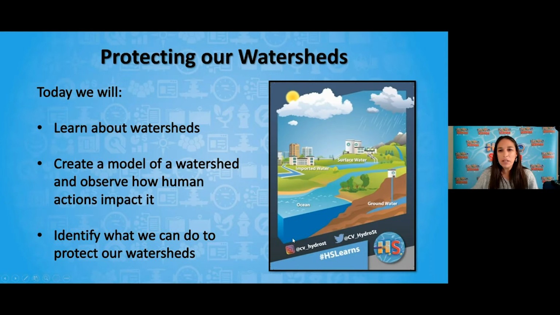Now today we're going to break it down into three sections here about protecting our watersheds. Today we're going to learn all about watersheds. We're going to create a model of a watershed and observe how human actions actually impact our watershed. And finally, we're going to identify what we can do to help protect our watersheds. So maybe by the end of this, you'll become a watershed guardian.